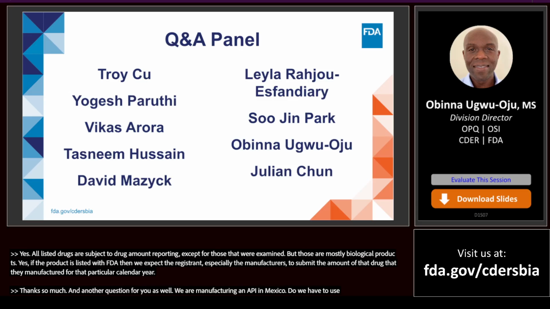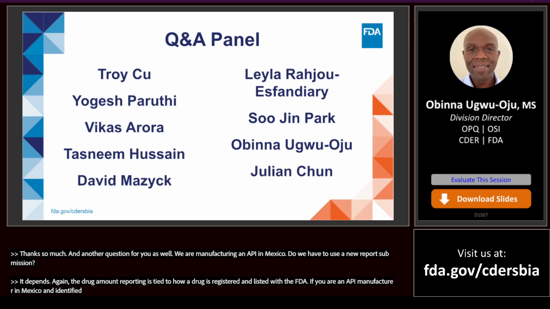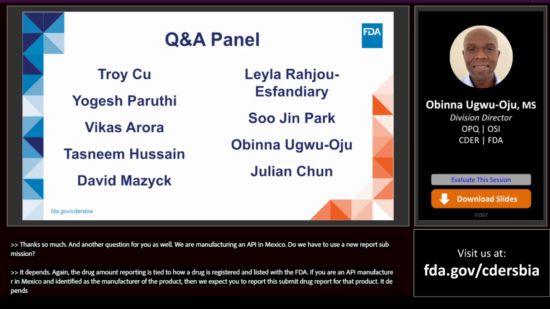It depends. Again, the drug amount reporting is tied to how a drug is registered and listed with FDA. So if you're an API manufacturer in Mexico and you're identified as the manufacturer of that product, then we expect you to report or submit a drug amount report for that product. So it depends on how you're listed in a particular drug as a manufacturer. Thank you.